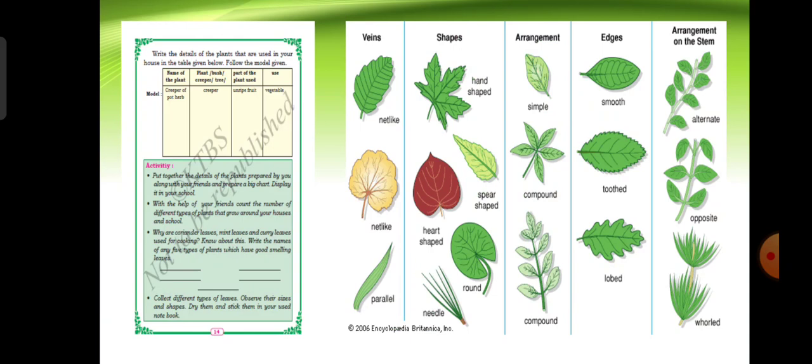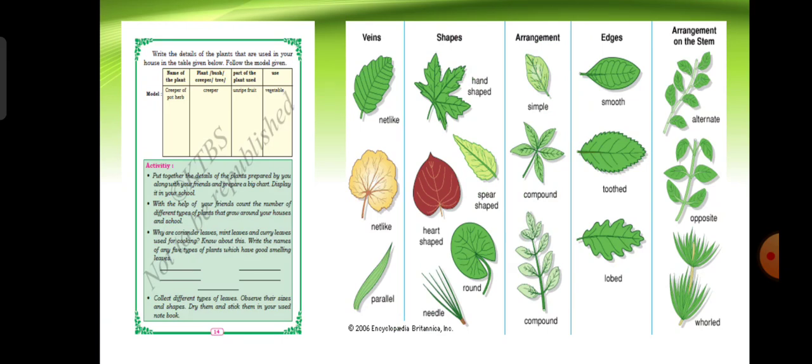Okay, you should write. See, tomatoes, tomato, name of the plant, tomatoes, whether it is a shrub, herb, whether it is a tree, whatever it is, what it is used. Whether mummy is using this coriander, mint, daily she is using curry leaves, yes or no? For that organic she is using everything, yes or no? You find out what are the plants. Put together the details of the plants prepared by you along with your friends and prepare a big chart.